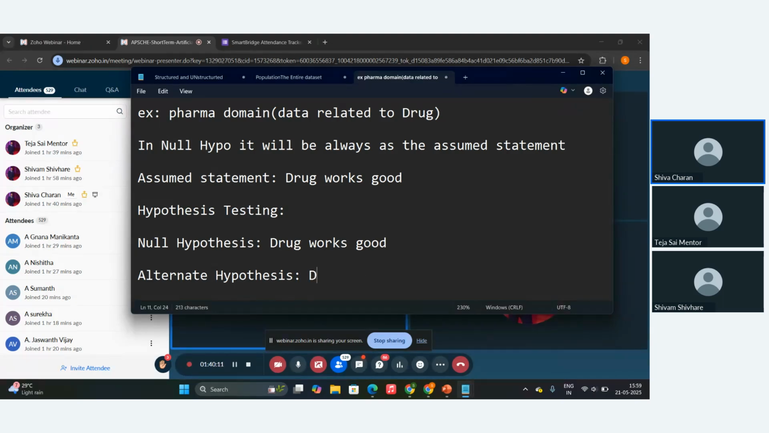So in that case, the drug doesn't work, or the drug doesn't work good, which is a contradictive statement when compared with the null hypothesis. Whatever the assumed statement is, that statement is for the null hypothesis, and the alternate is the contradictive statement, completely opposite to the null hypothesis. Based on this entire data, what we are about to find will depend upon this null hypothesis.